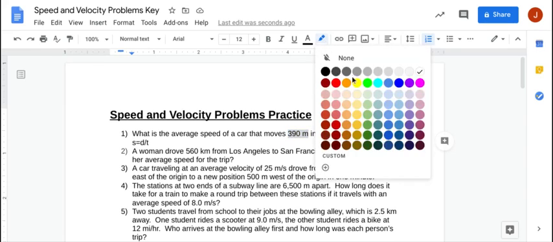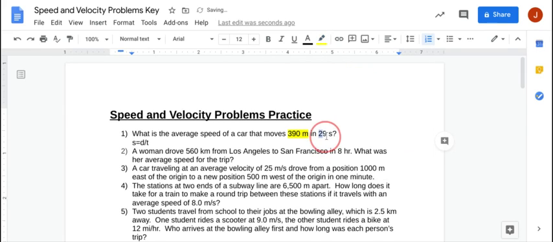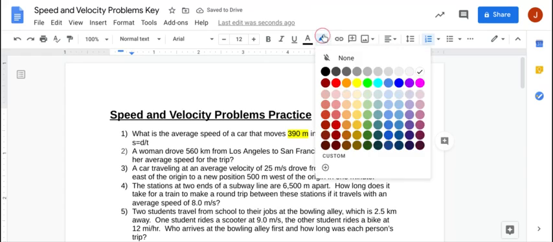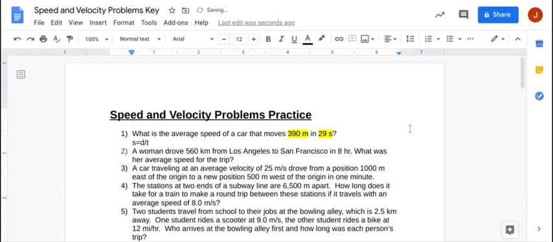I'm going to highlight it so it stands out. And then our time is 29 seconds. Remember, always pay attention to sig figs. So this has 2 sig figs, this has 2, so your answer also will have 2. Don't forget that when you have average speed or velocity, your units will be meters per second.